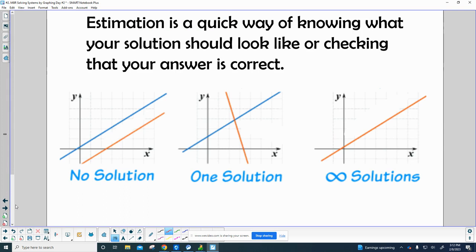Estimation is a quick way of knowing what your solution should look like or checking that your answer is correct. We've mentioned these three possibilities when it comes to systems of equations. If we have parallel lines, there's no solution. If we have two lines that cross in one spot like that, that's considered one solution. And if the two lines, when you graph them both, happen to be on top of each other like this, that's a situation which is called infinite solutions.